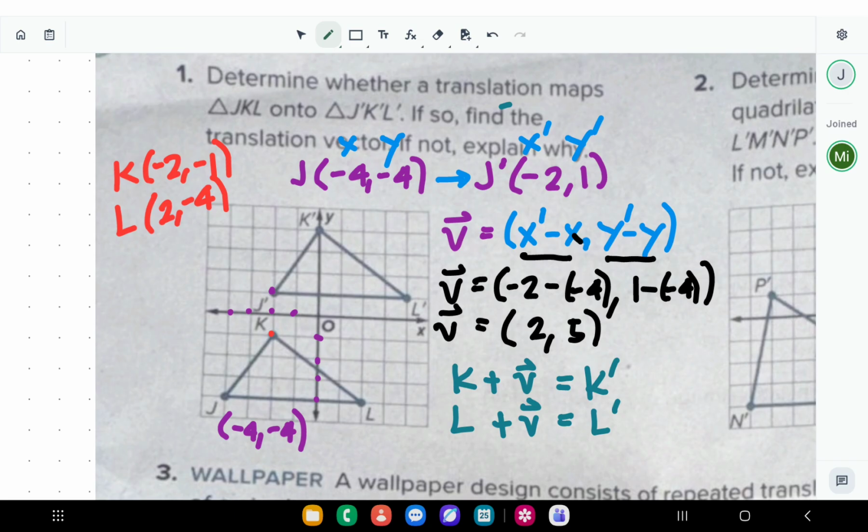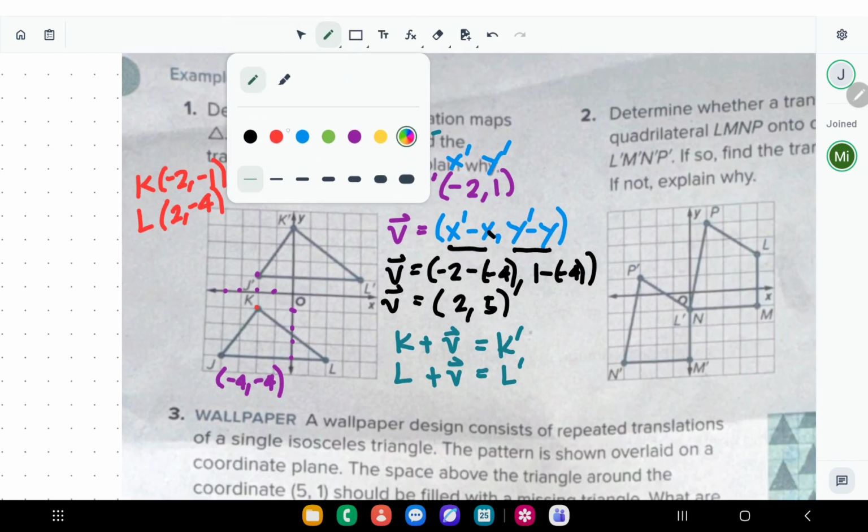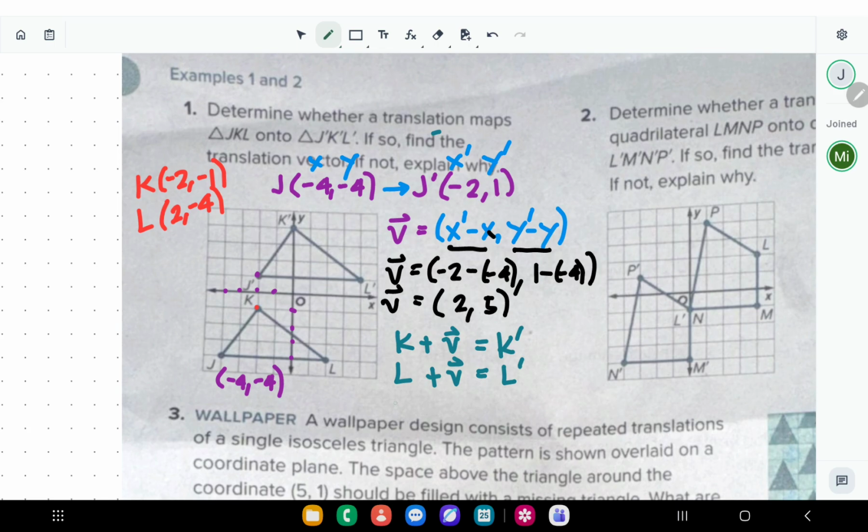Alright. So what is K? K is -2, -1. Yeah? K prime is 0, 4.